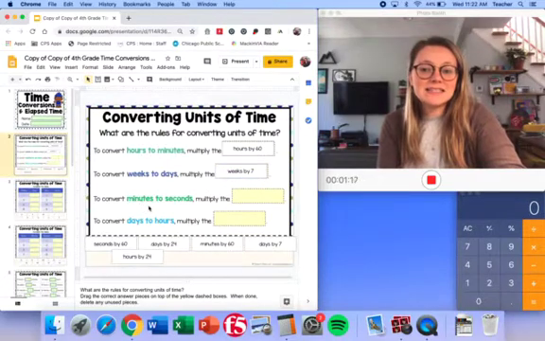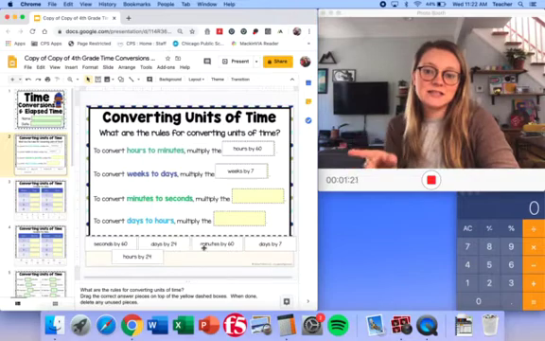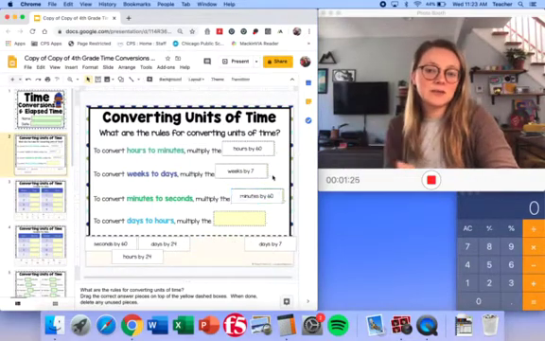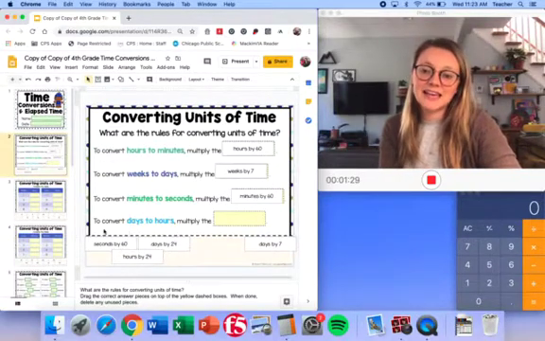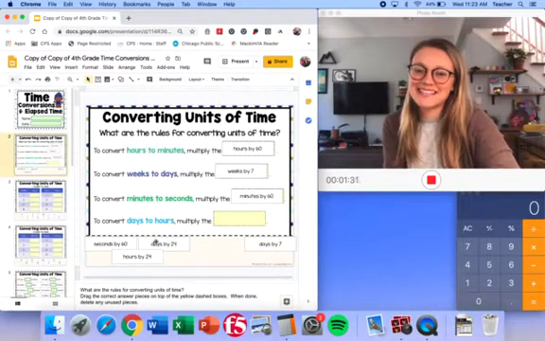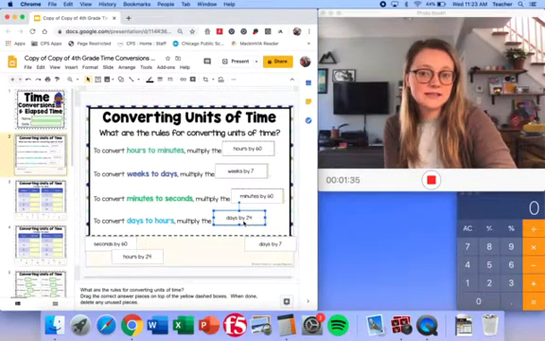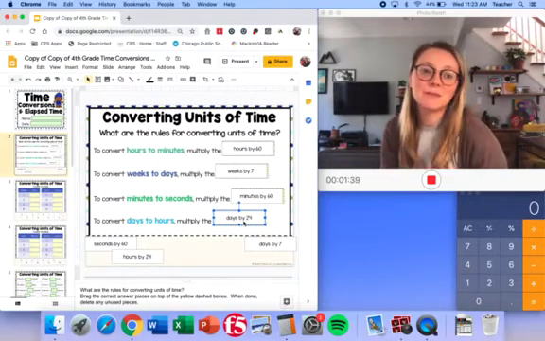Converting minutes to seconds, 1 minute has 60 seconds. So I'm going to take the number of minutes I'm talking about and multiply it by 60. And then days to hours, we talked about this in science. 1 day here on Earth is 24 hours. So you will multiply the number of days you're talking about by the number 24.